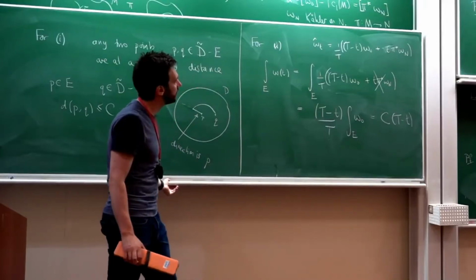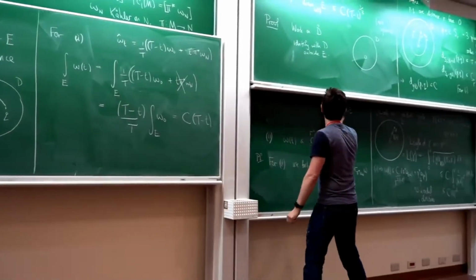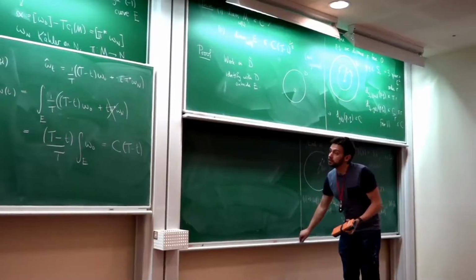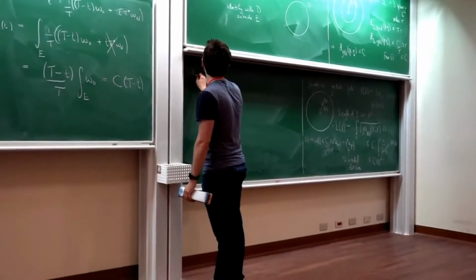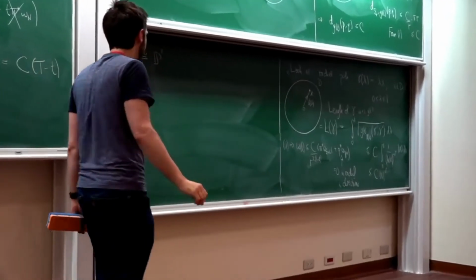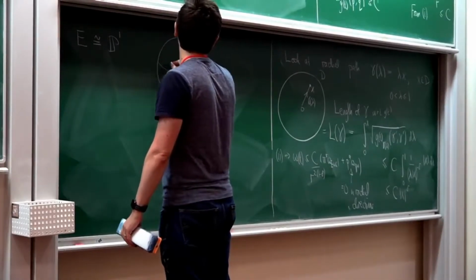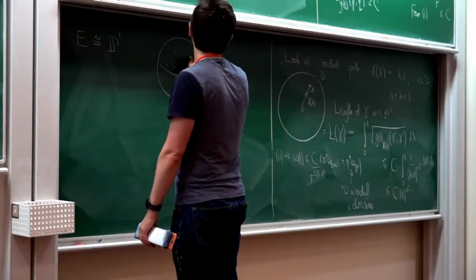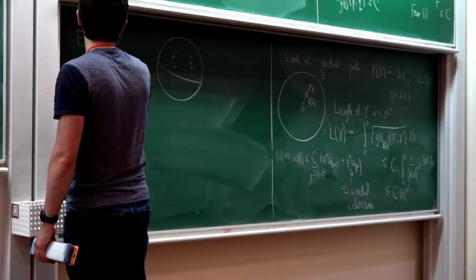Okay, so let me explain how we do that. Okay, so we want to prove number 2, and here's the idea. So recall that E is biholomorphic to P1. It's a smooth rational curve. Let me draw it as a sphere. Imagine you take 2 points P and Q, which are in E.